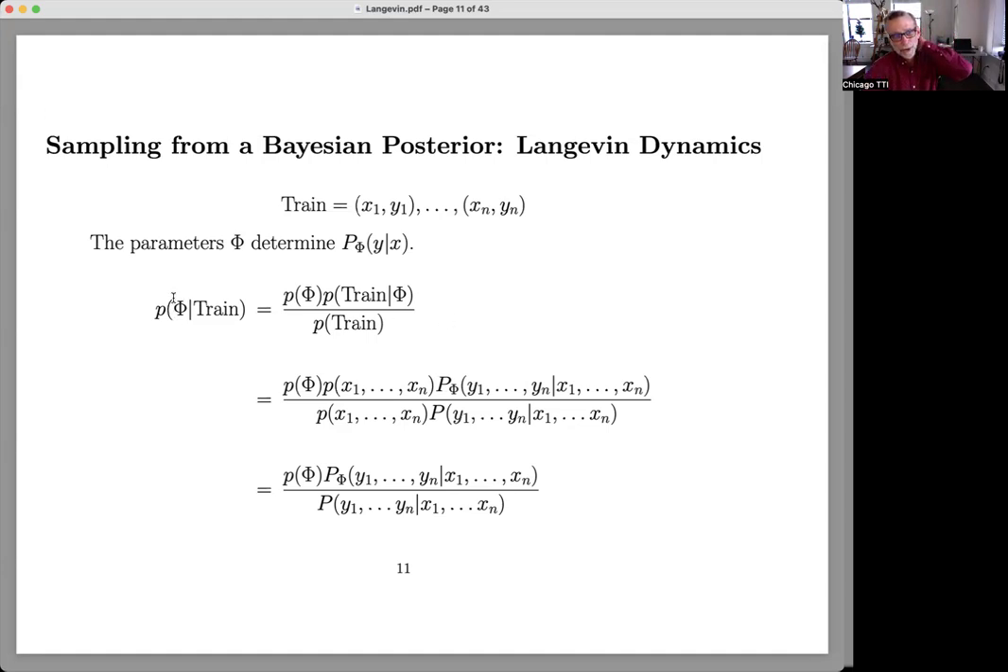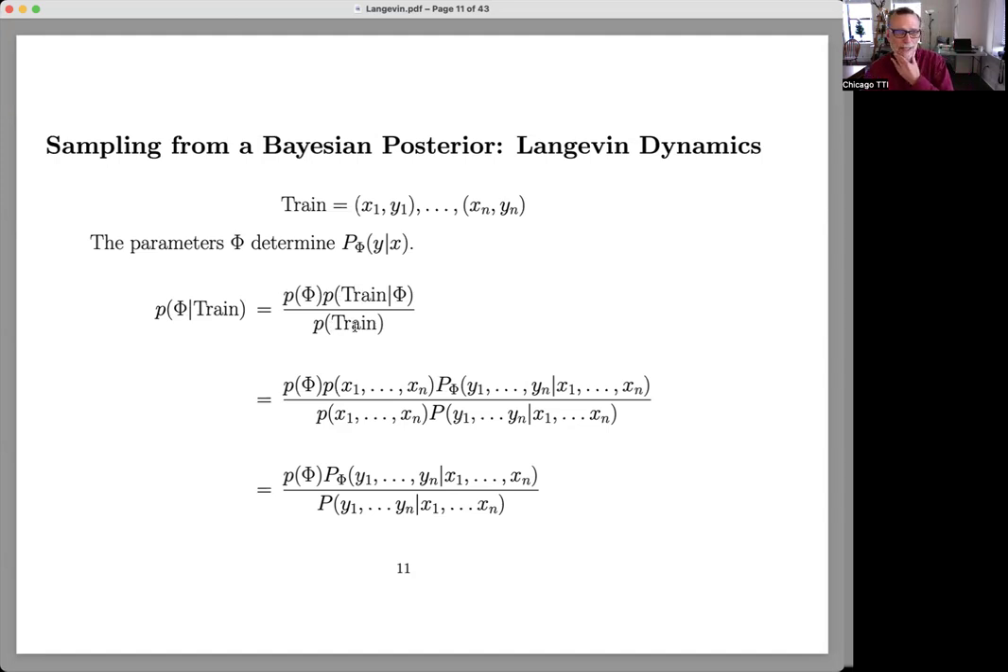So again, I want to think about model parameters, and I want to define a posterior distribution, the probability of the model parameters given the training data. And I'm going to assume a prior probability on the model parameters. We'll talk about Gaussian priors later, but we'll assume some prior density on the model parameters. And we're going to define a posterior density, which is the probability of the model parameters and the training data, which you can write this way. I'm just writing down Bayes' rule, divided by the probability of the training data.